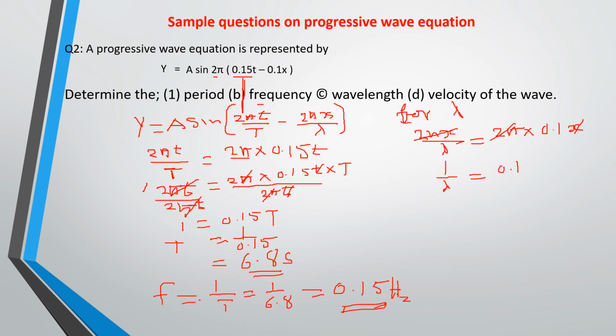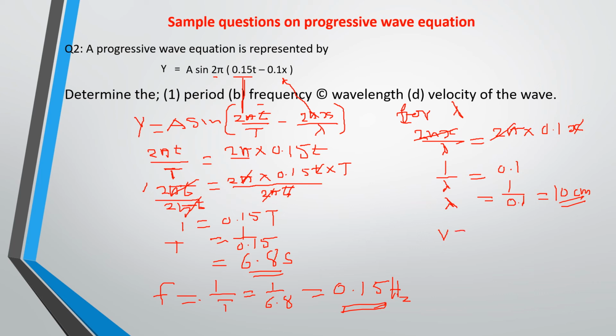So you are going to have 1 all over lambda is equals to 0.1. Okay, so your lambda will be equals to 1 all over 0.1, and that gives you 10 centimeters. So this is actually a wire question. So after you've done that, your lambda is 10 centimeters.